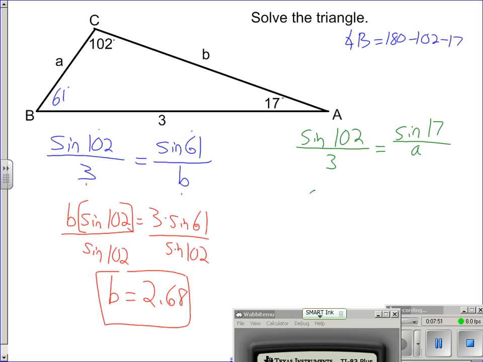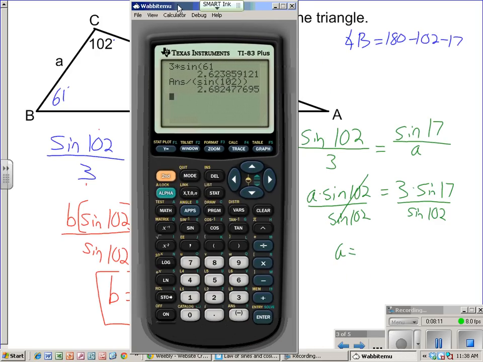I'm going to cross multiply. A times the sine of 102 will equal 3 times the sine of 17. Divide both sides by the sine of 102. Those cancel out, leaving me with side A. So now I bring the calculator back up. It's still in degree mode. 3 times the sine of 17. Get that number. That is going to be divided by the sine of 102.